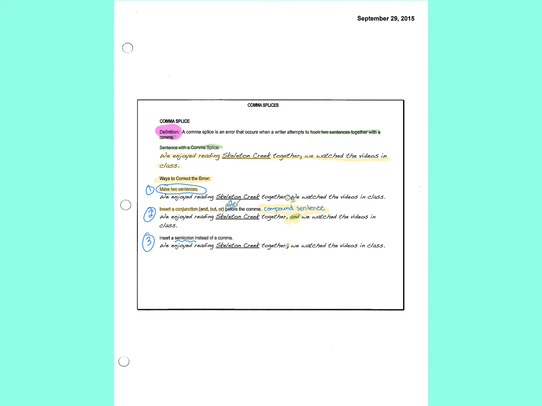The third way is by inserting a semicolon instead of that comma. So we enjoyed reading Skeleton Creek together; now you're going to notice the semicolon; we watched the videos in class. So three different ways that you can go ahead and fix a comma splice. Let's practice.